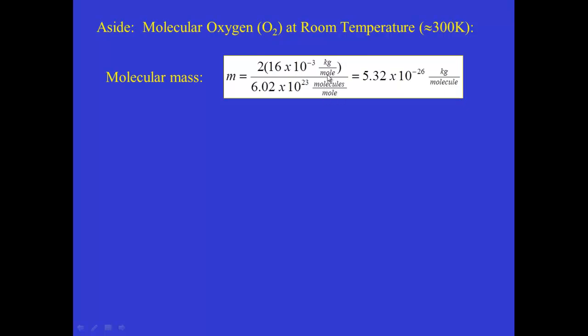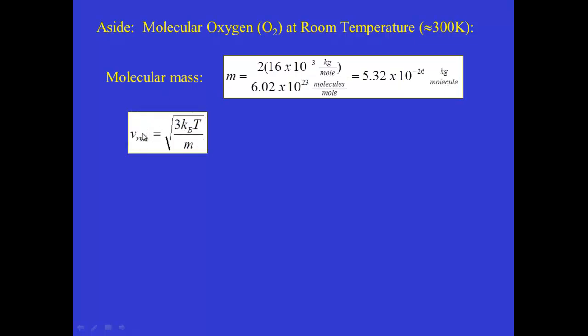And if you look at the units, the reason we divide by Avogadro's number is we would like to know how many kilograms there are per molecule. In other words, what's the mass of a single molecule? And when you do this, you get a very small value, 5.32 times 10 to the minus 26 kilograms per molecule. So that's the mass of a single oxygen molecule.